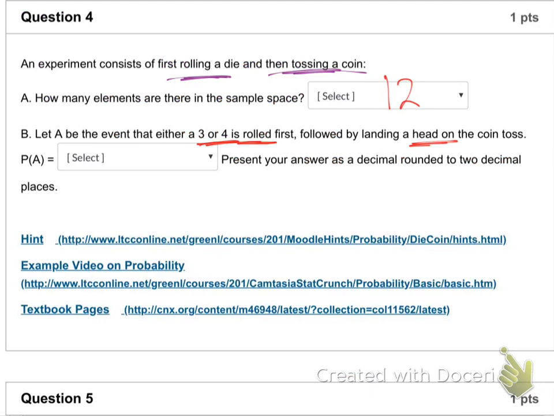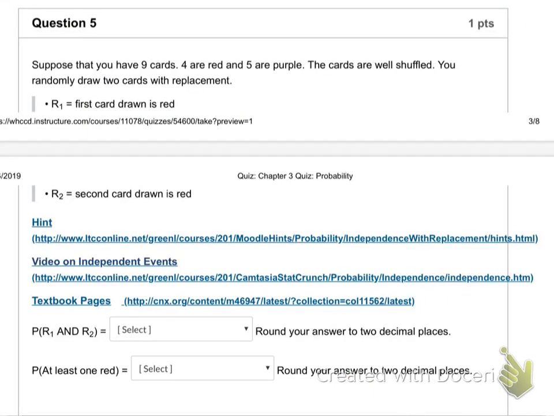All right, so quiz question number 5. So you have 9 cards. It'll change the numbers a little bit for each of you. But basically 9 cards. 4 are red, 5 are purple. And the cards are well shuffled. You draw 2 cards without replacement. So 9 cards, 4 red, 5 purple. Okay, so down here it says, what's the probability R1 and R2?